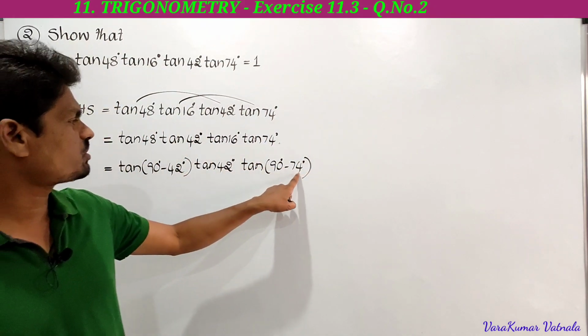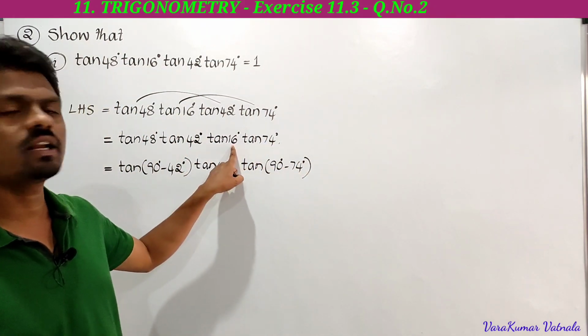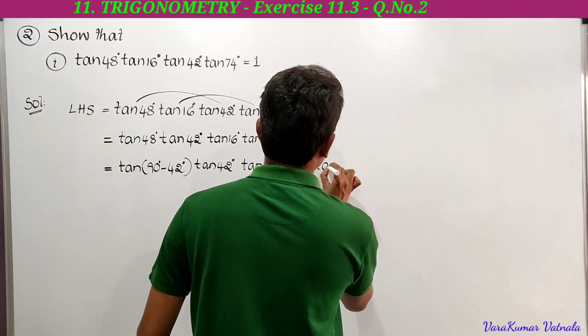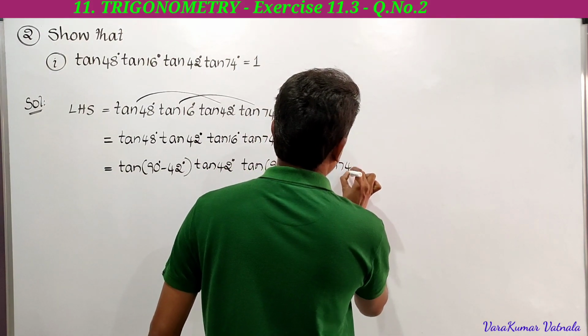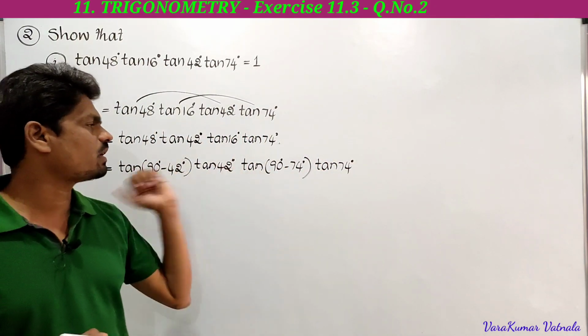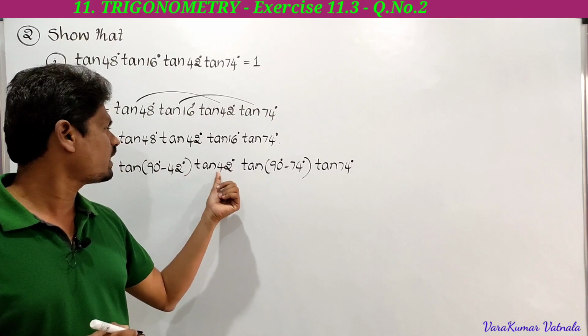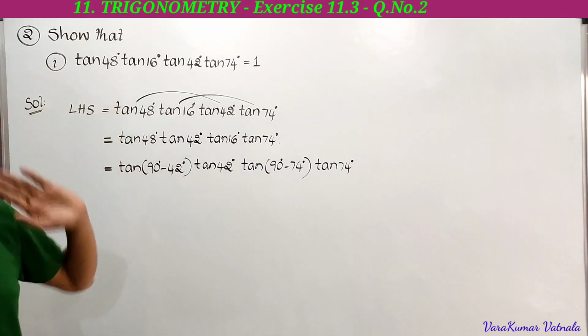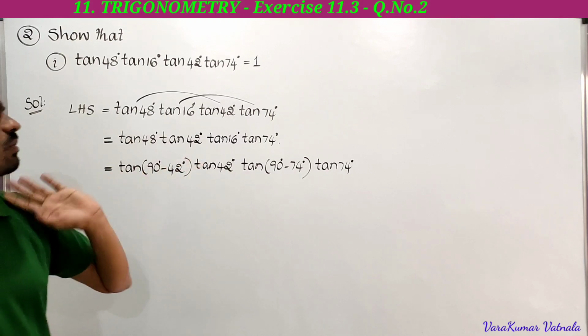So again, if you subtract 74 from 90, you can get 16 only. Next I am writing tan 74 as usual, tan 74. So just we have to convert only one. If you write tan 42 also, you can get the given problem only. So just only one we have to convert.